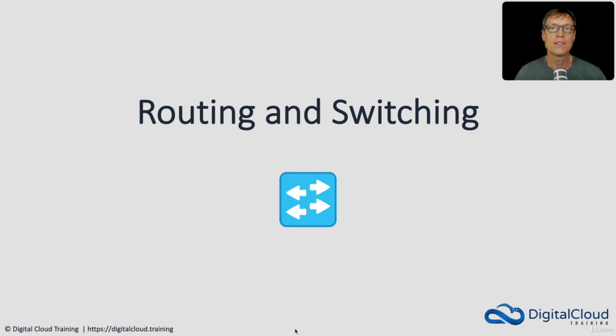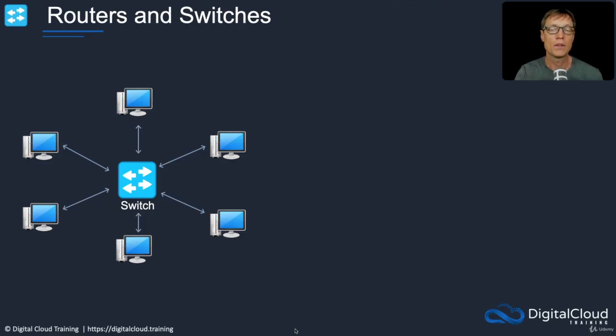Hi guys, in this lesson we're going to look at routing and switching. These are really important concepts to understand about how we move data over networks. Let's say we have some computers connected to a switch. Now a switch is a layer 2 device, so it's a device which you can plug a network cable into, and it helps to move data between computers.